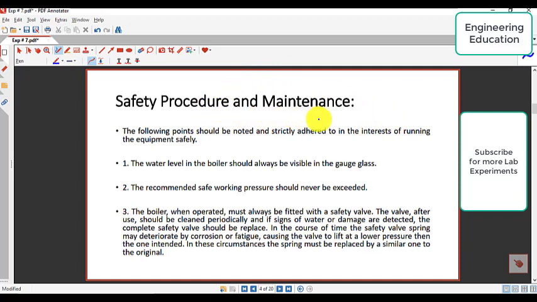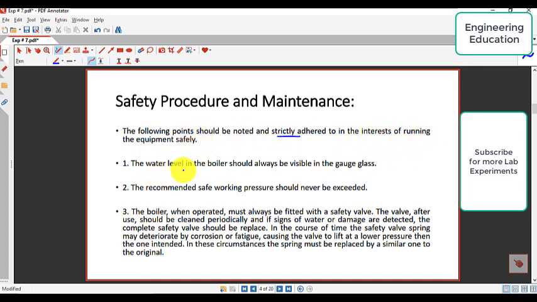Safety procedure and maintenance. First of all, before performing any lab activity or experiment, we have to follow the safety tips and the safety guidelines while working inside the labs. So the following points should be noted and strictly adhered to in the interests of running the equipment safely.